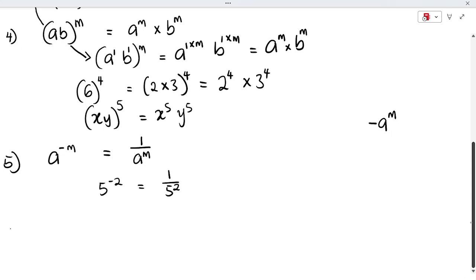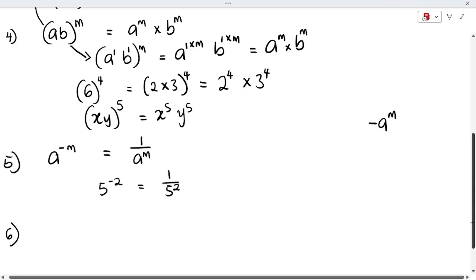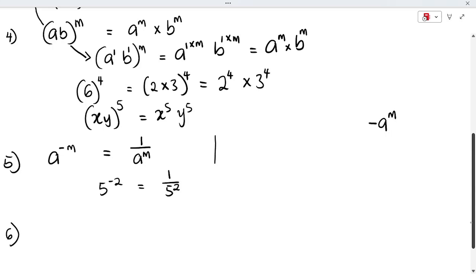Law number 6. Well, before I move on to law number 6, I always like to make things easier. This again is a variation. Whenever you have a negative power, what do you do? Make it become 1 over, if it is a whole number. But what if it's a fraction? (a over b) raised to power minus m.